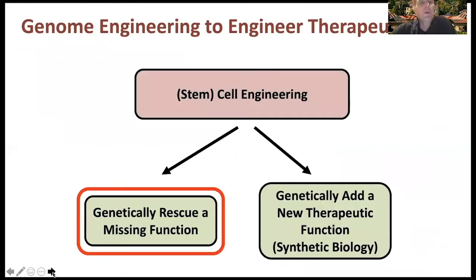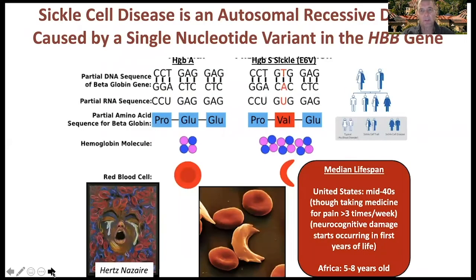So what we would like to do is apply this system in a number of different ways. And one could think about applying genome editing to add a new therapeutic function to a stem cell or a cell to give it, as I said, a new therapeutic function. And this would be a form of synthetic biology. But what I want to talk about for the remaining time is the idea of rescuing a missing function in a cell by modifying a variant that causes disease. And the specific disease I want to focus on is sickle cell disease.